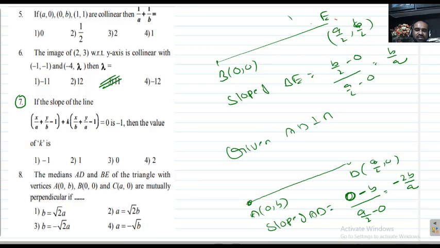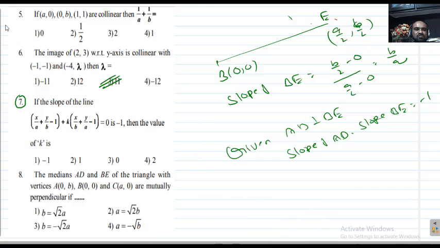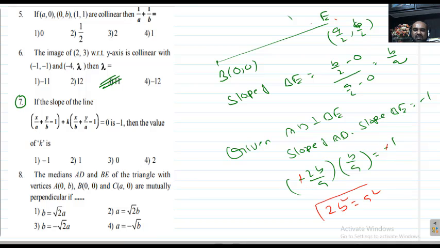Given AD perpendicular to BE, slope of AD into slope of BE equals minus 1. What is slope of AD here? Slope of AD is minus 2b by a. So minus 2b by a into b by a equals minus 1. What happened? This minus gets cancelled. 2b square equals a square. This is the relation between a and b. 2b square equals a square, and make a and b as subjects.